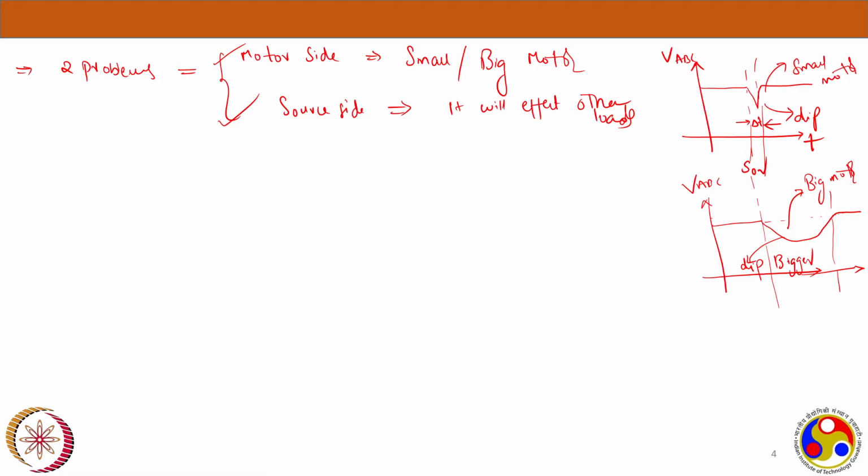After looking at these problems from the source side and the motor side, people thought that we can't avoid turning on and turning off, because sometimes it is a need, and we also can't allow this dip in the appliances. That's also a discomfort. So then people thought of going for these starting methods.